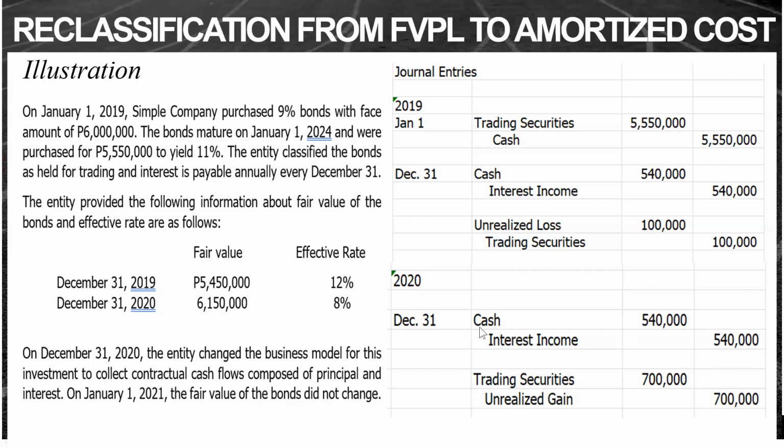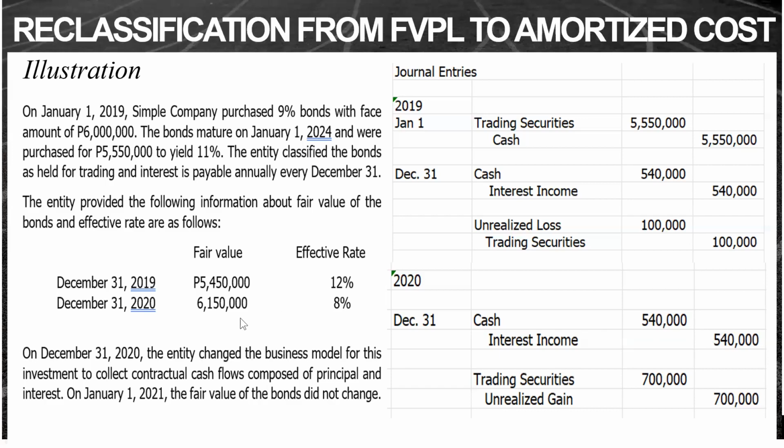Now, pagka next year, 2020, ganun din. You just have to recognize your interest received on December 31. So, walang nabago, 540,000 pa rin kasi wala namang payment sa principal natin. So, you still debit cash, credit ka ng interest income for 540,000. And then, the next thing again to do is to compare our carrying amount with the current natin na fair value.